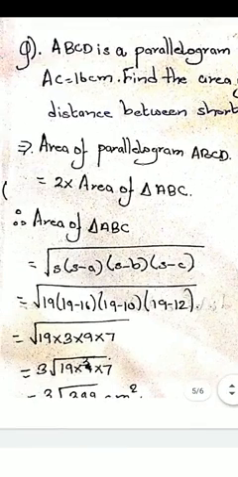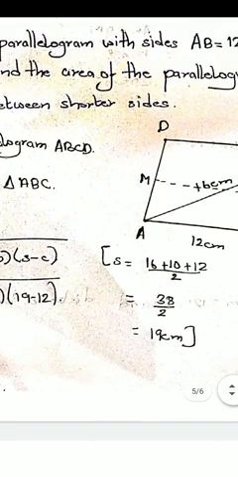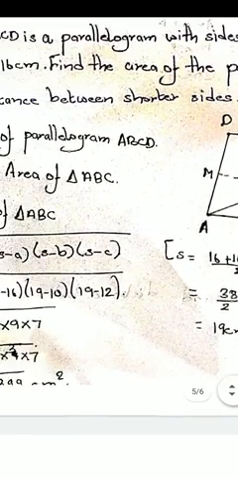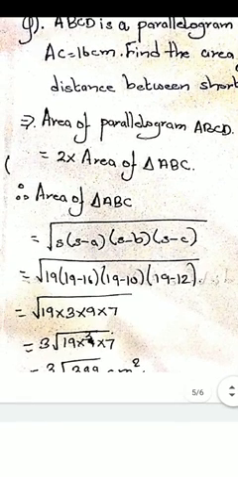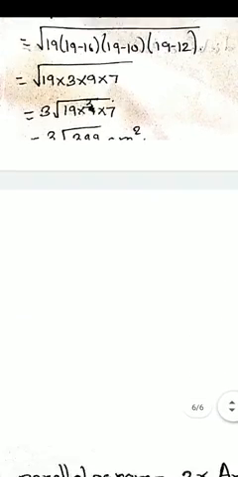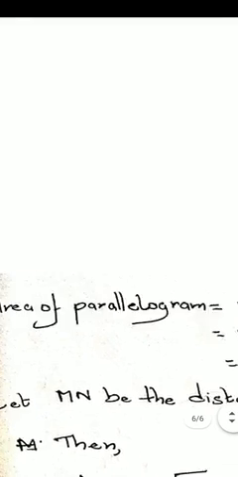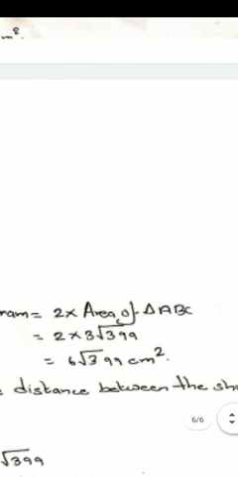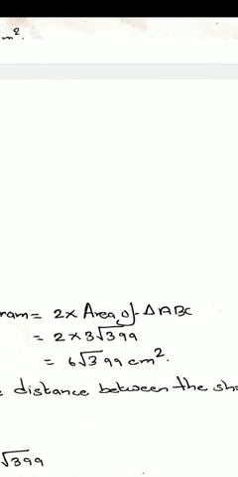Okay, so it will be 19 into 19 minus 16. Yes, S also I have calculated like this, 16 plus 10 plus 12 divided by 2, which happens to be 19 centimeter. Okay, so after all these calculations, I'll get that is 3 under root 399 centimeter square. So finally, I'll write area of parallelogram equals twice the area of triangle ABC, which happens to be 2 into 3 under root 399. That is 6 under root 399 centimeter square.